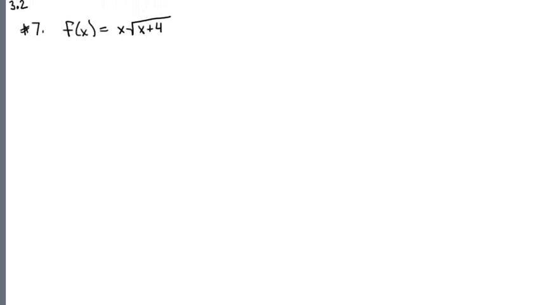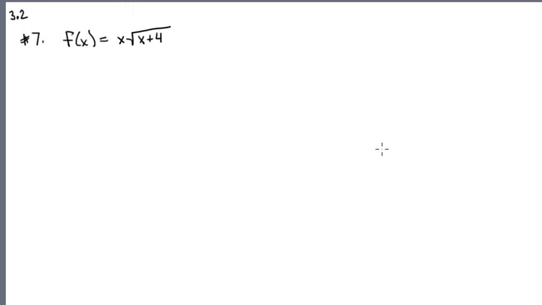Okay, in section 3.2, we're going to do number 7. And number 7, the directions say, find the two x-intercepts of the function f, and show that f prime of x has to equal 0 at some point between the two intercepts. So the derivative has to equal 0. So there has to be a critical point at some point between the two x-intercepts.